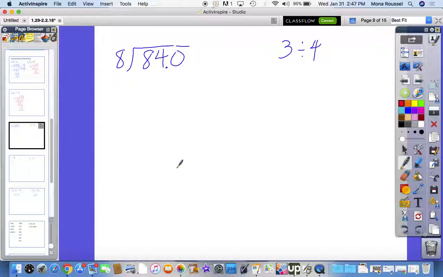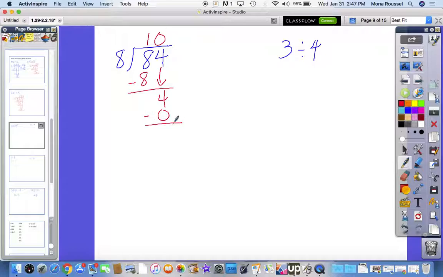In this problem, let's see, our problem starts off as 8 into 84. So we divide 8 into 8 as 1. There's no remainder, so we bring down the 4. 8 does not go into 4, so that would be 0.